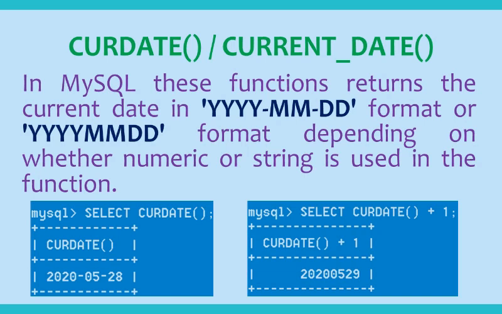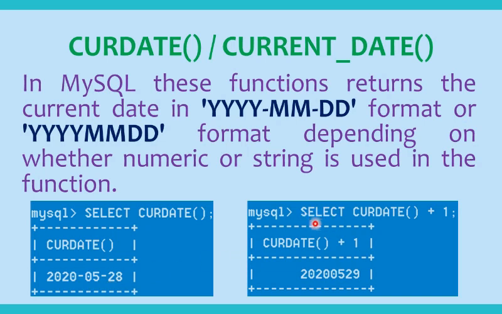These functions return the current date in YYYY-MM-DD format or YYYYMMDD format. It depends on whether numeric or string is used in the function. Let's see the example. The first example is select currDate. It shows the current date in YYYY-MM-DD format, means first it shows year dash month dash day.